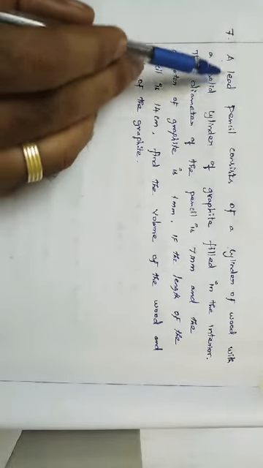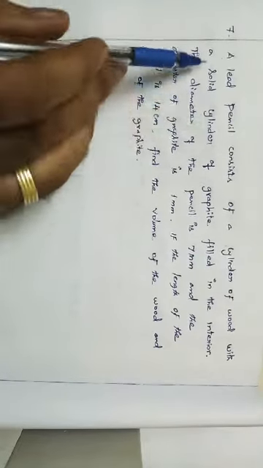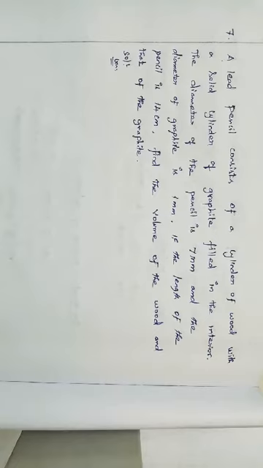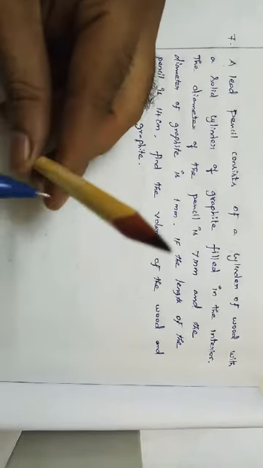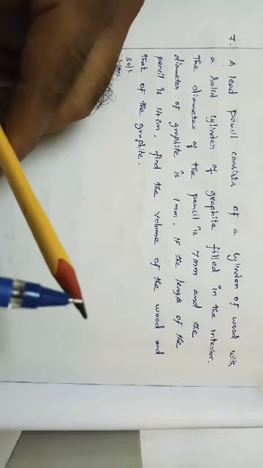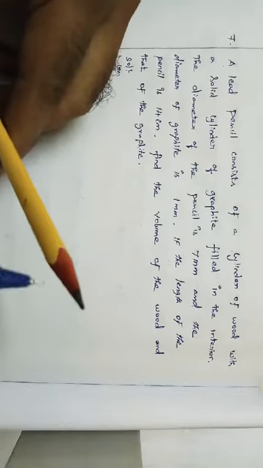A lead pencil consists of a cylinder of wood with a solid cylinder of graphite filled in the interior. Already we know how the pencil looks. It's nothing but a cylindrical pencil. Inside that is the graphite, and this is nothing but wood.